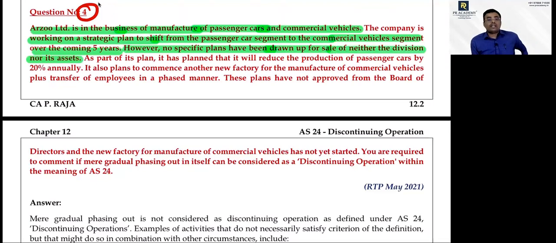Do you have a plan or no plan? No plan. Gradually passing out with a plan is a discontinuing operation. Gradual passing out without a plan is not a discontinuing operation. One chart I gave to you, you would have understood from that chart itself.